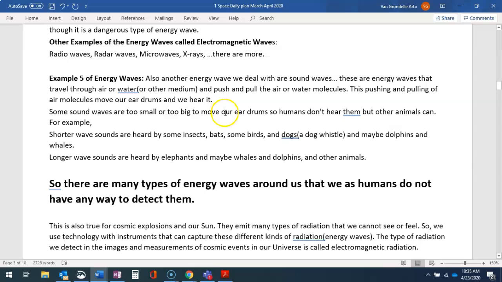Some sound waves are too small or too big to move our eardrums, so humans don't hear them, but other animals can. For example, shortwave sounds are heard by some insects, bats, some birds and dogs, and maybe dolphins and whales. Longer wave sounds are heard by elephants and maybe whales and dolphins and other animals. So there's all kinds of energy waves. Some are like light energy, a small portion of electromagnetic waves, or sound energy, sound waves, and we do not see or hear all of them that are occurring out there.